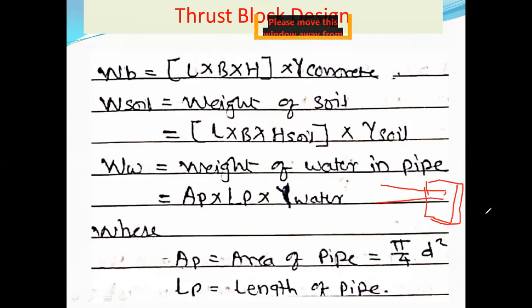So this A_P is nothing but cross section area of the pipe here and L_P is nothing but length of the pipe. The length of the pipe that is inside the block is only what we consider there.